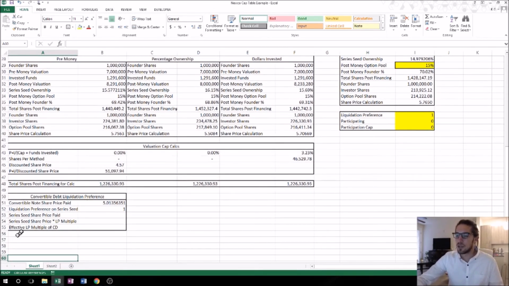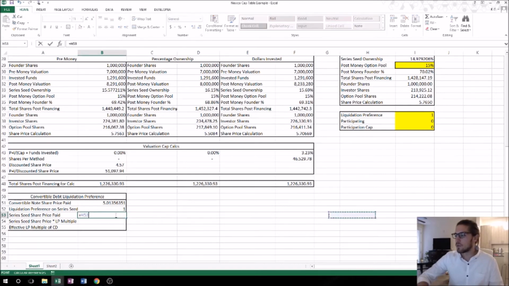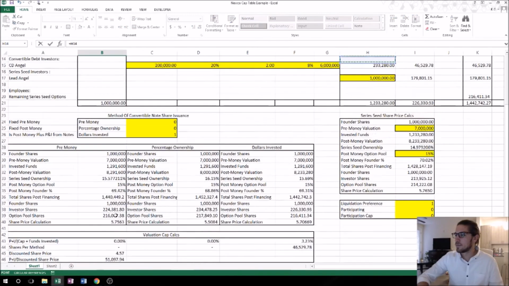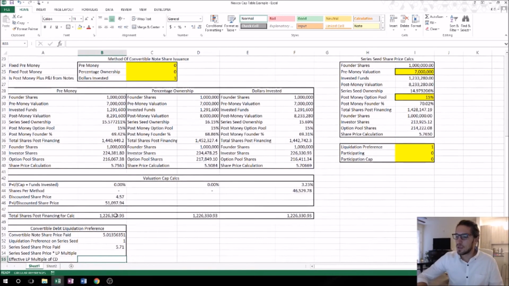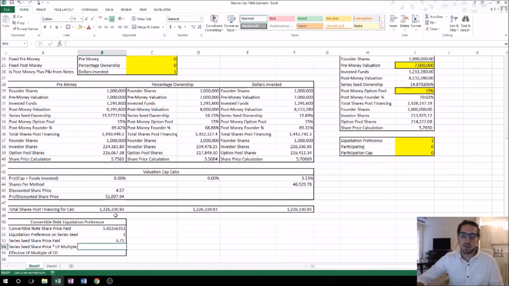The Series Seed share price paid. Well, we know what that is, right? We can go up here and we know that we need to reference the actual price paid, way up here. 571. And the Series Seed share price times the liquidation preference multiple gives us the actual liquidation preference that is given to each share that was bought in the Series Seed. So it's just this times this.